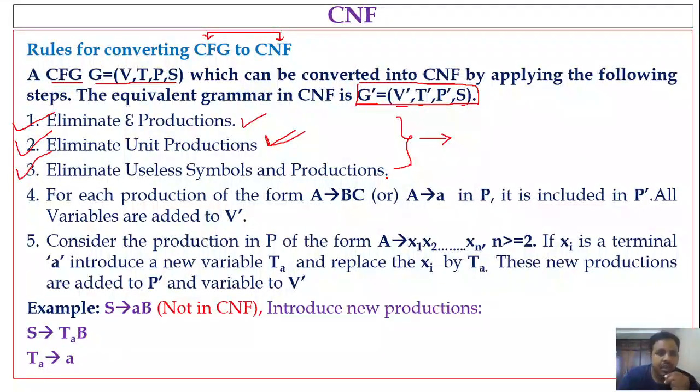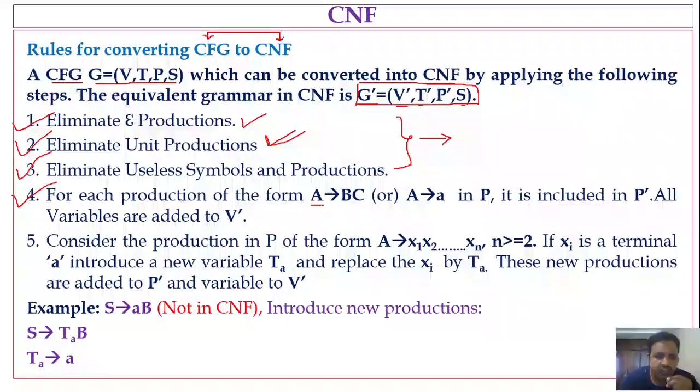If the given grammar is free from these three things, that means epsilon productions, unit productions, and useless symbols and productions, then you can directly start from the fourth rule. Generally, whenever a given context-free grammar has epsilon productions, first eliminate those. Then, if it has unit productions, eliminate them. And third, eliminate the useless symbols and productions, if any.